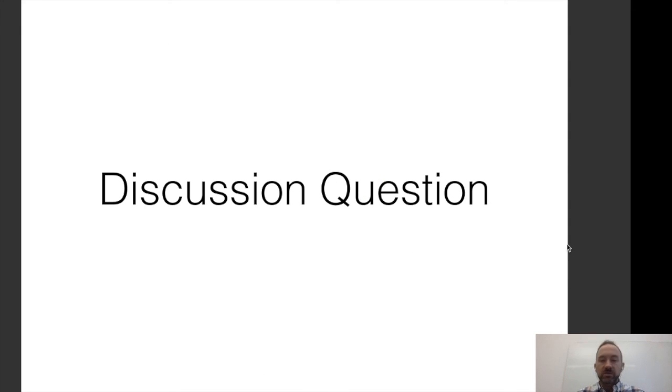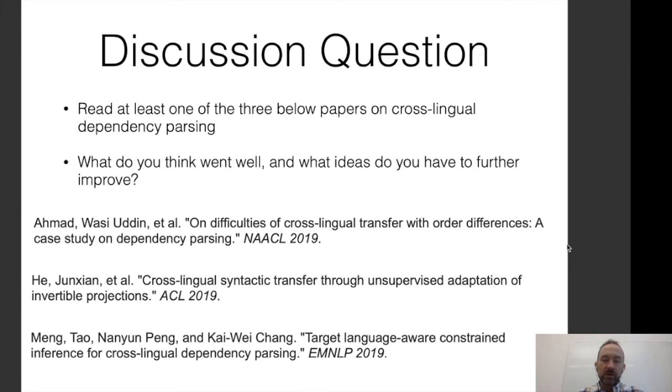So as I just mentioned before, our discussion this time is to read these papers that I just introduced. You can read at least one of them, or all three of them if you think it's interesting. And we'll discuss where we expect them to work, where we expect them not to work, and if you have any ideas for how to further improve over these underlying methods.